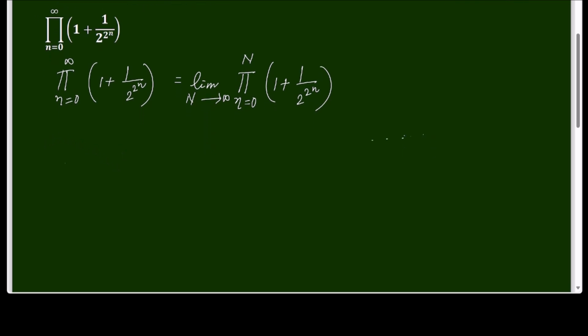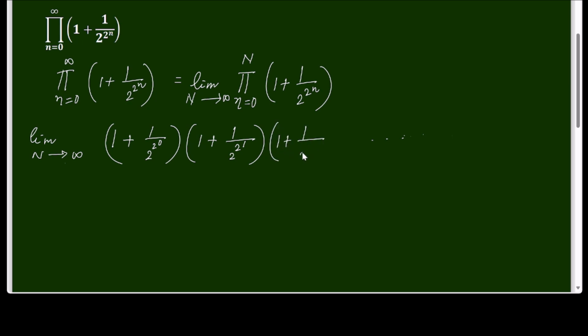So next we'll analyze the terms in the product. So limit n tends to infinity. First is 1 plus 1 over 2 power 2 power 0. Next will be 1 plus 1 over 2 power 2 power 1. Then 1 plus 1 over 2 power 2 power 2. So on, and last will be 1 plus 1 over 2 power 2 power n.